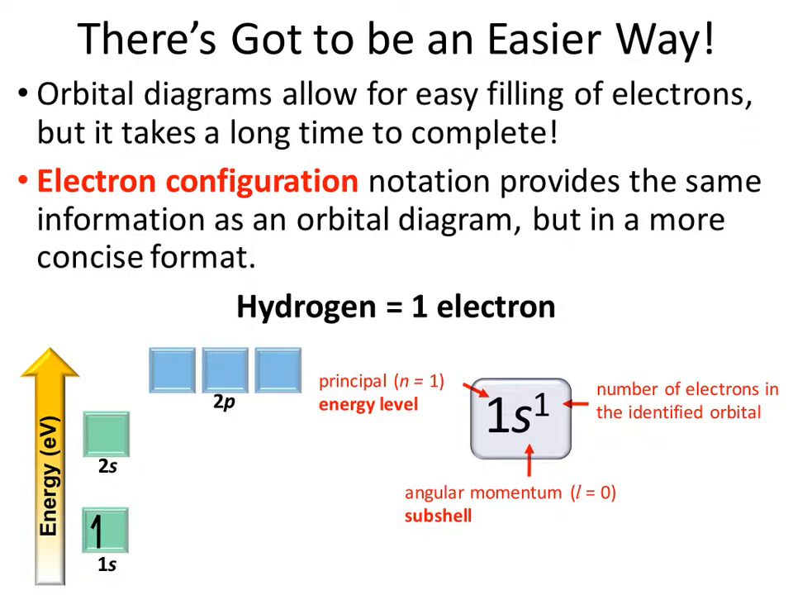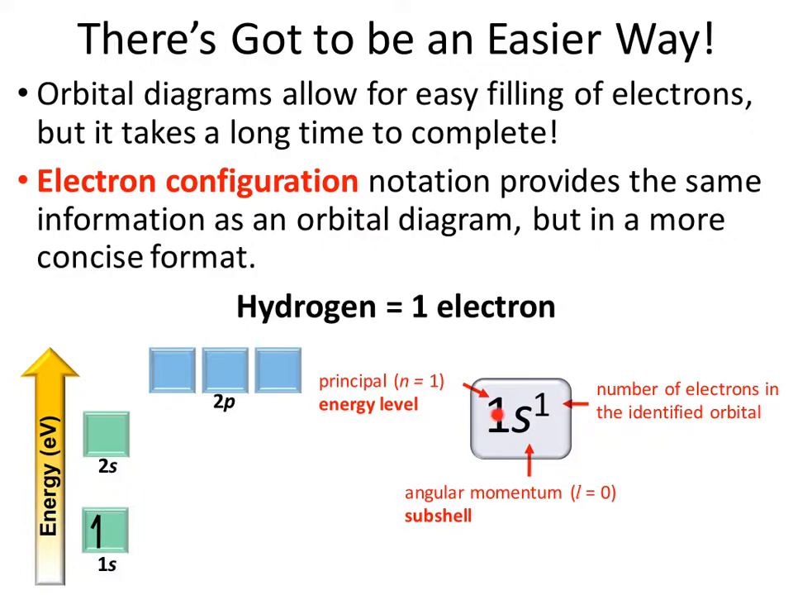Basically it's a notation that provides the same information as that orbital diagram, but instead of drawing boxes and arrows and showing energy and whatnot, we just write numbers and letters. So you can see just below, here's our orbital diagram for hydrogen. Very simple. Hydrogen only has one electron, so we're going to put it in our 1s. And our electron configuration represents this drawing in a numerical and alphanumeric system.